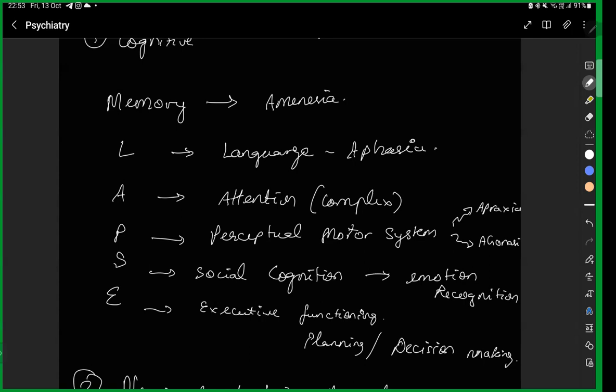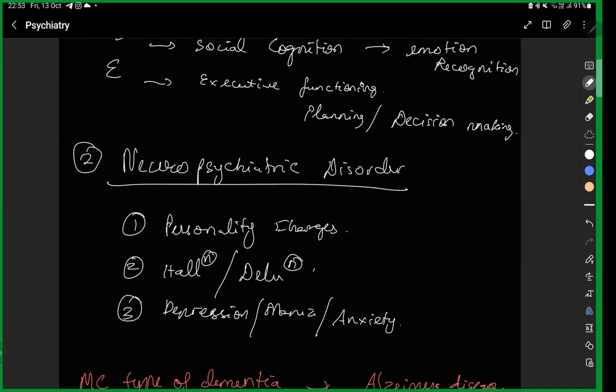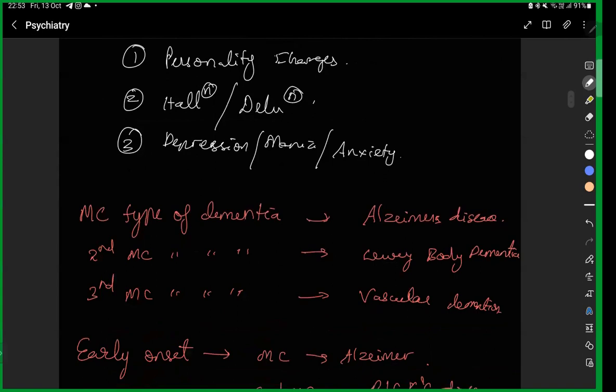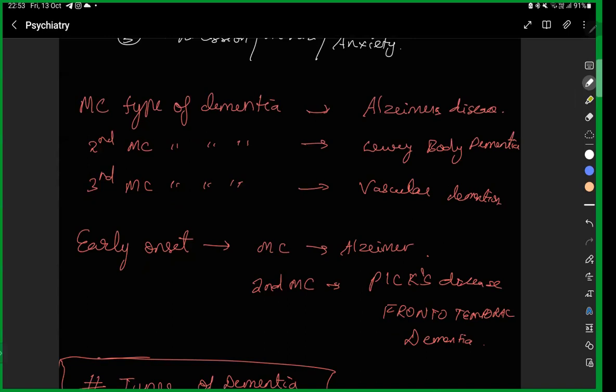Number two, neuropsychiatric disorder: personality changes, hallucinations, delusions, depression, anxiety, mania. There are certain controversies. The most common type of dementia is Alzheimer's disease. The second most common type is Lewy body dementia. The third is vascular dementia. Early onset dementia occurs before 65 years of age. Most common is Alzheimer's, and second most common, you will see in Pick's disease, which is frontotemporal dementia. So there are different types of dementia, guys.